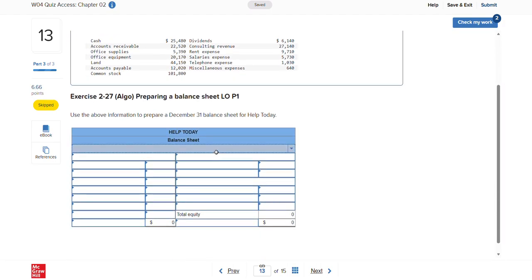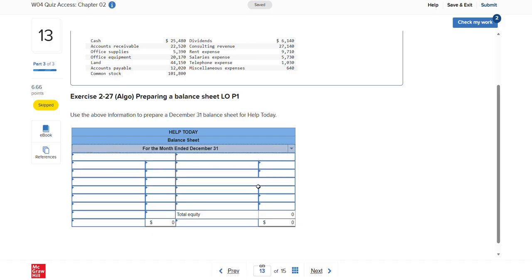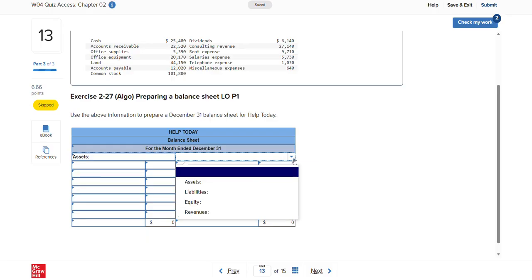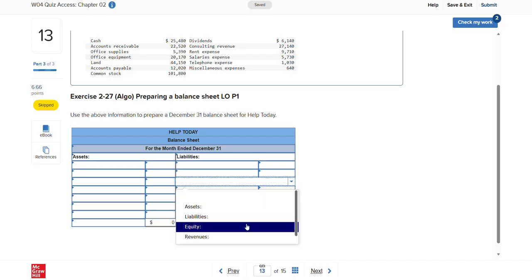Okay, balance sheet. This is what ties it all together: the assets, the liabilities, and equity. So this is for the month ended. On the left side, your assets are always going to go there. On this right side, your liabilities. And then at the bottom, right here in this big space, is where your equity goes.